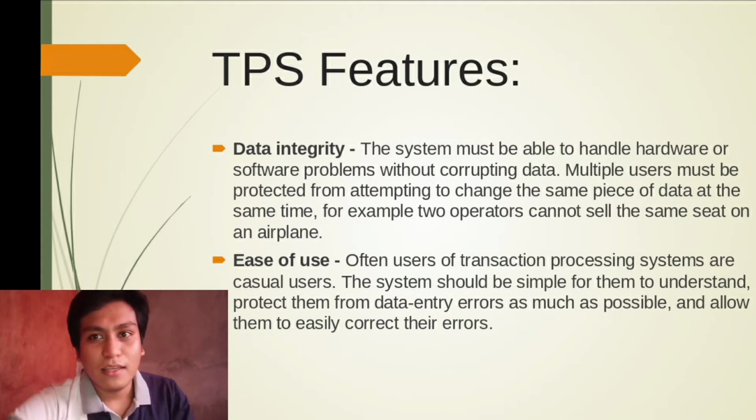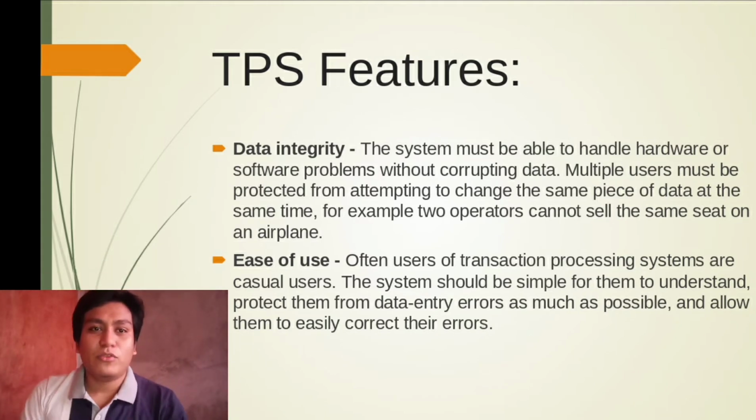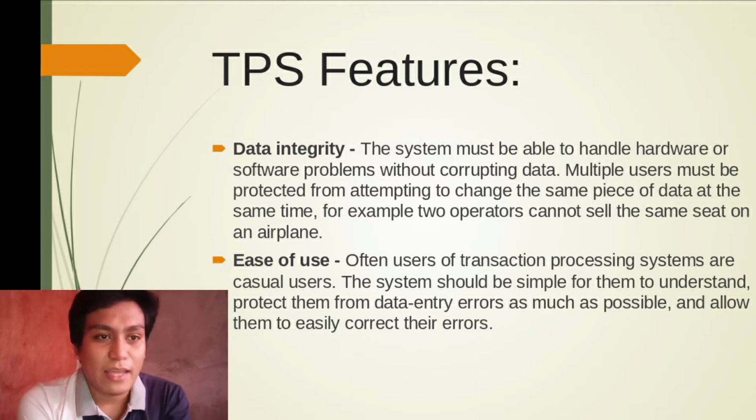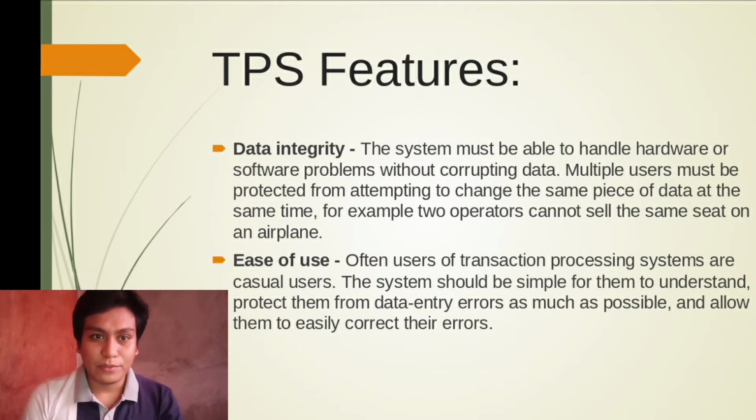Data integrity. The system must be able to handle hardware or software problems without corrupting data. Multiple users must be protected from attempting to change the same piece of data at the same time. For example, two operators cannot sell the same seat on an airplane.